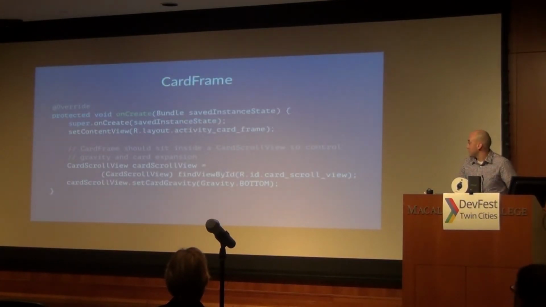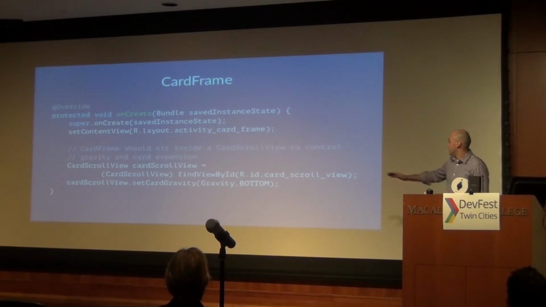In your activity, there are also some things that you can do to configure this. Just like your CardFragment had this gravity that you can set to tell it to pin to the bottom or pin to the top, you can set that on that CardScrollView container to do the same thing.